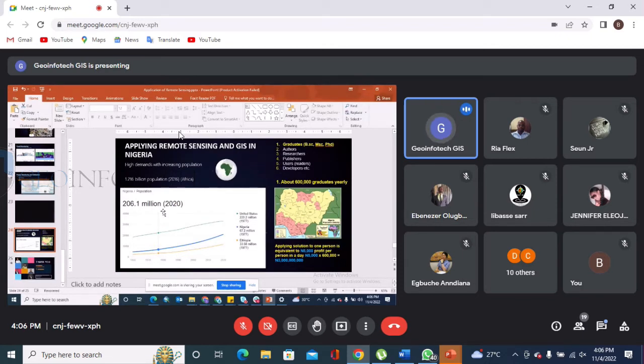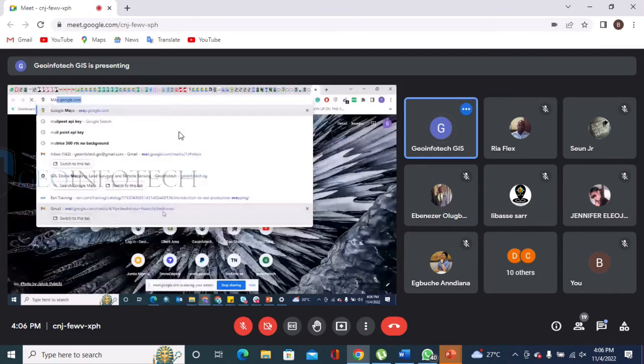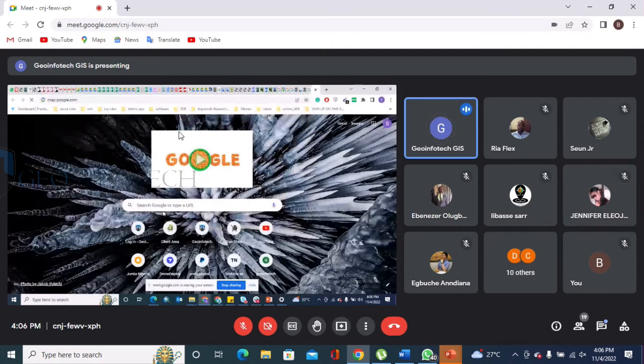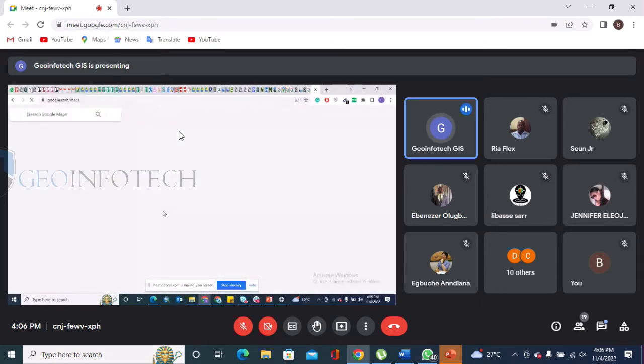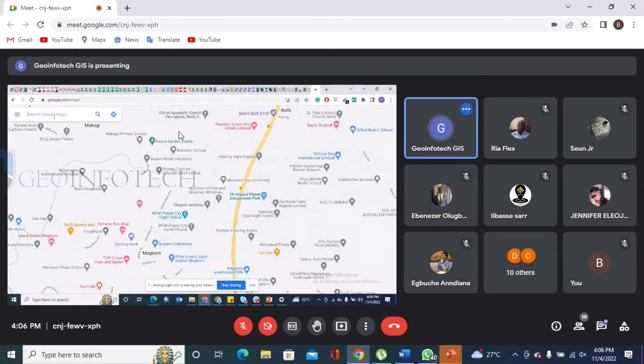Let me show you, for example. I'm going to use this to close up the slide. Okay. I'm going to open Google Map. I believe everybody has access to this. And I'm going to navigate to Texas, in the US. I'm using Texas because I believe it's well known.